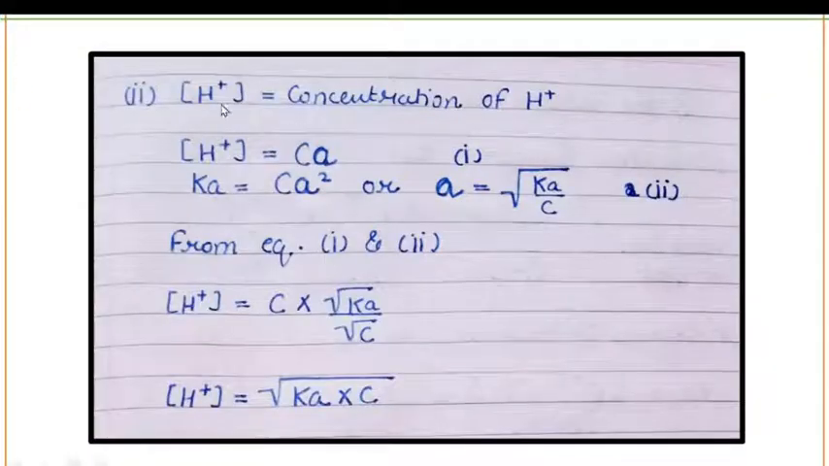Second, if you want to calculate the concentration of H plus ions in the case of a monobasic weak acid, you can calculate it by a simple general formula: H plus ions equal to under root Ka into C. You know very well where this equation comes from. H plus ion concentration is equal to C alpha, Ka is equal to C alpha square, or you can say alpha is equal to under root Ka by C. From equation number 1 and equation number 2, you can calculate the value of H plus ions, and this is equal to under root Ka into C.